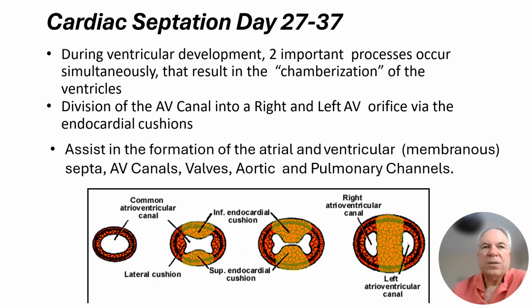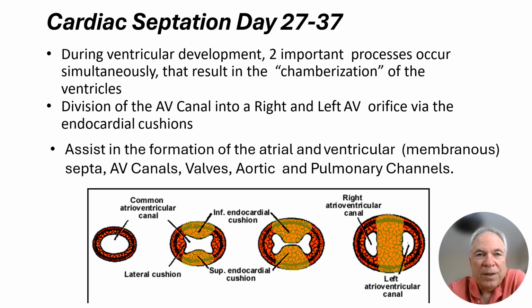So the next major step after the folding is cardiac septation, and this occurs simultaneously in the atrium and the ventricle. We call it chamberization, or separation into two heart chambers, right and left. The AV canal, which is the area between the atrium and the ventricle, divides into a right and left AV valve orifice, and this comes from the endocardial cushions.